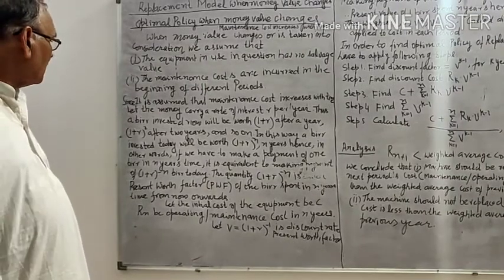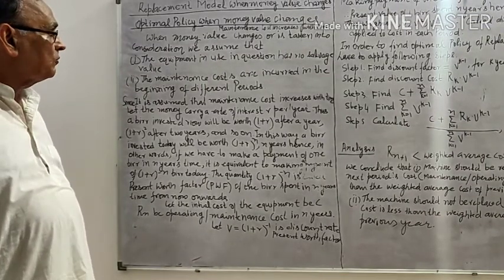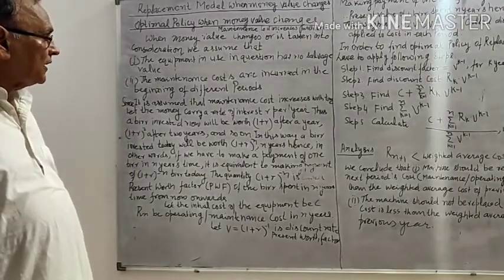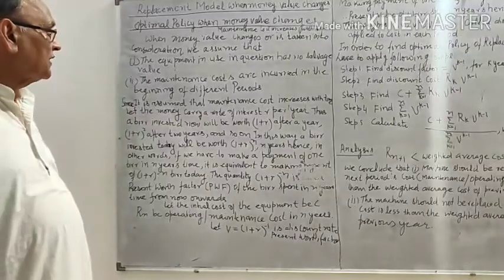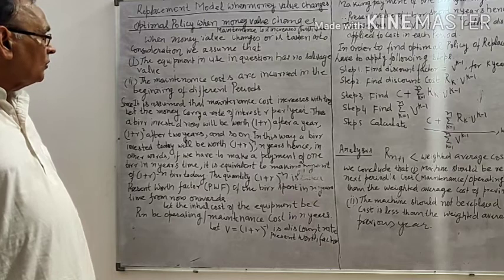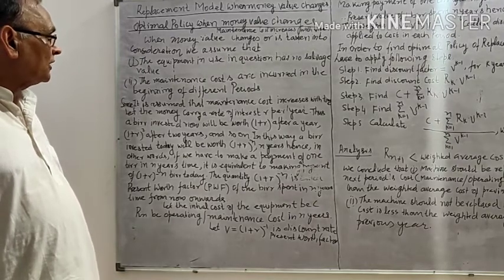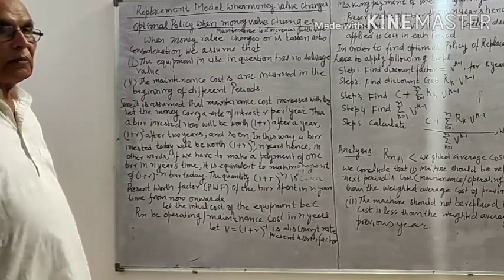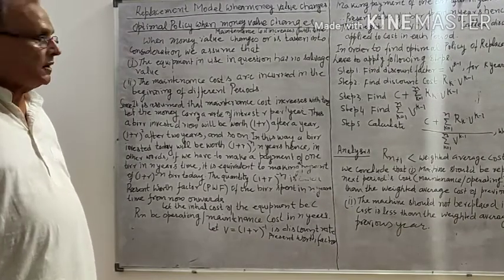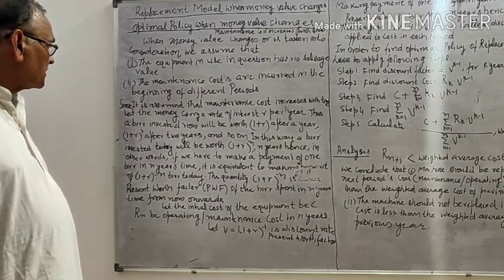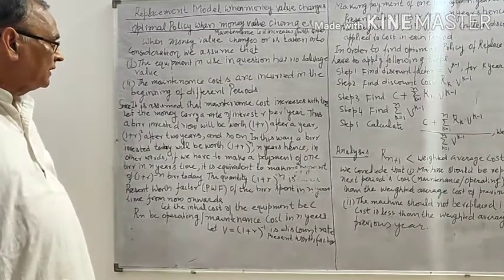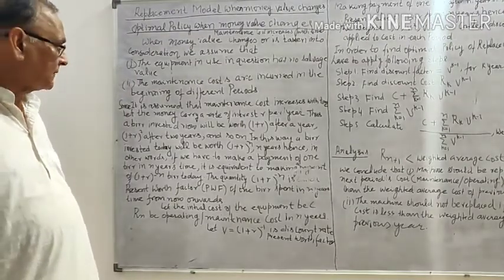Thus, a rupee invested now will be worth 1 plus R, where R is in percentage. If R is equal to 5, it means 5 by 100. A rupee invested now will be worth 1 plus R after a year, and (1 plus R) whole square after 2 years and so on. In this way, a rupee invested today will be worth (1 plus R) to the power n years hence.